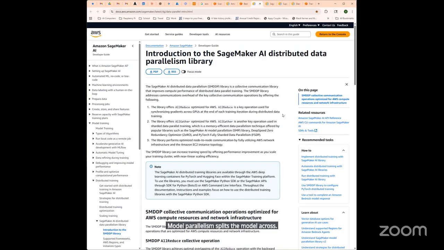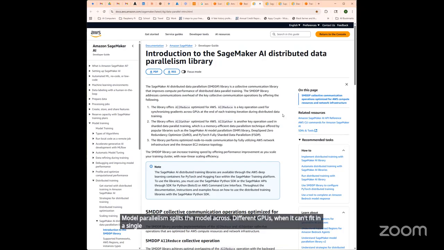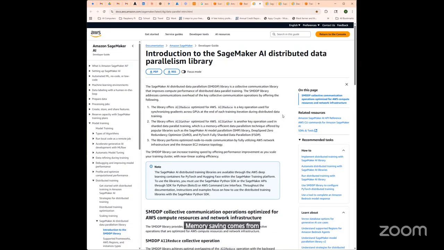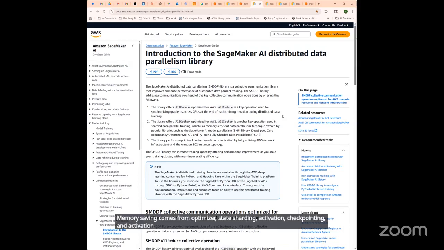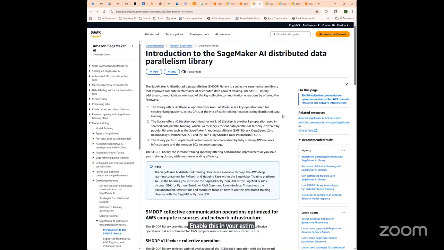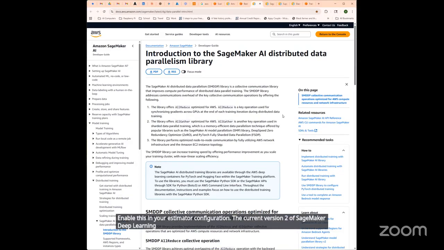Model parallelism splits the model across different GPUs when it can't fit in a single device's memory. This becomes essential for LLMs exceeding 1 billion parameters. Memory savings come from optimizer state sharding, activation checkpointing, and activation offloading to CPU. Enable this in your estimator configuration. The current version 2 of the SageMaker deep learning container supports this only with PyTorch.